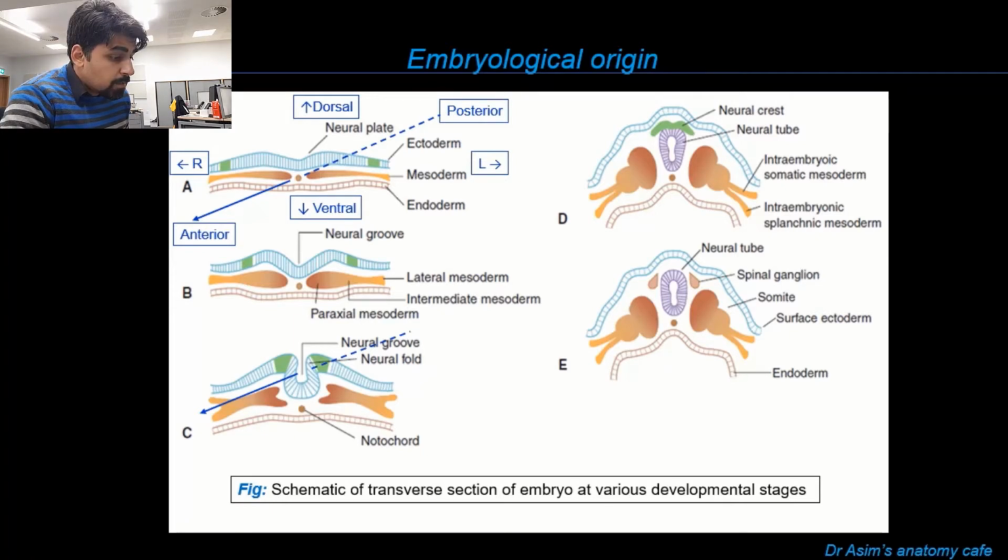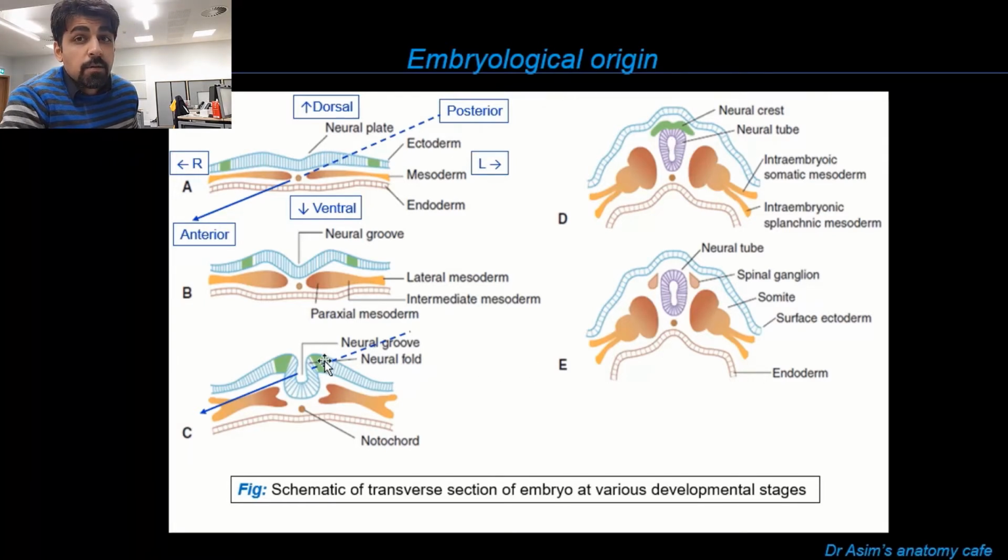The tube eventually buds off from the surface ectoderm, and you can see that over here. The surface ectoderm is at the top, and the neural tube has budded off from the surface ectoderm and has come to lie at a slightly deeper level, at the level where the mesoderm is situated. This neural tube is eventually going to form the central nervous system, including the brain and the spinal cord.